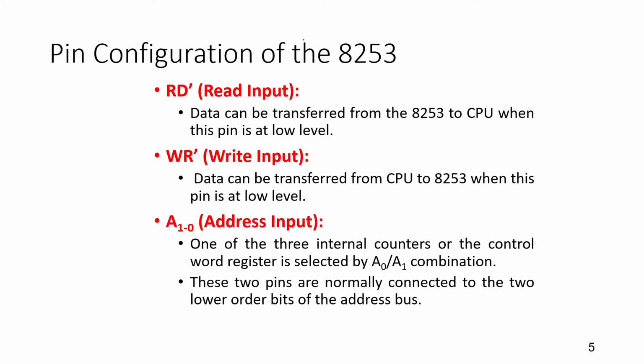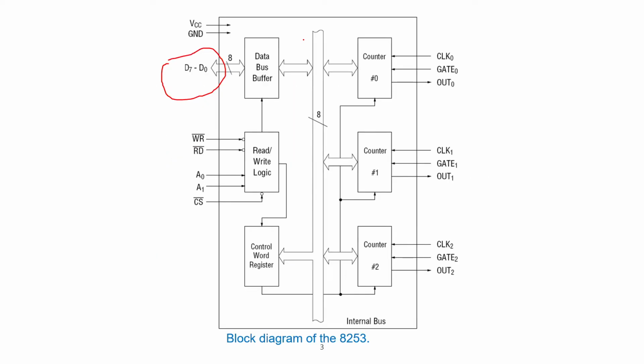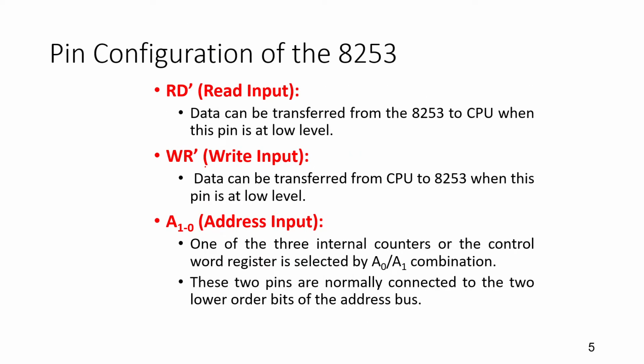The next signals are A0 and A1. These two signals are used to decide which counter is used to read and write. One of the 3 internal counters or the control word register is selected by the A0 and A1 combination.